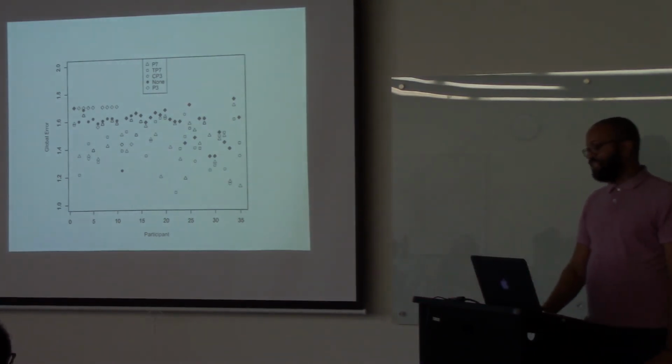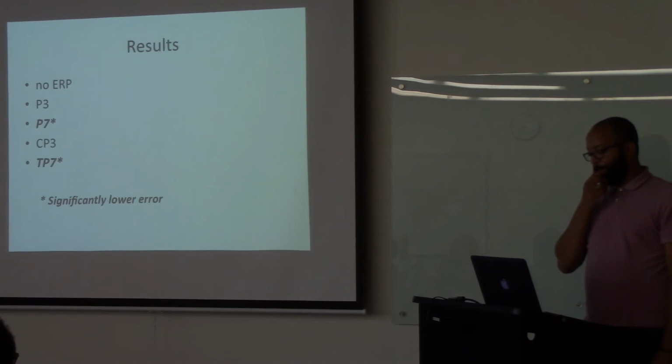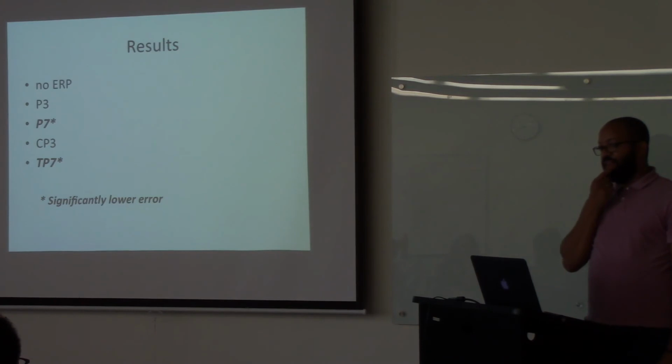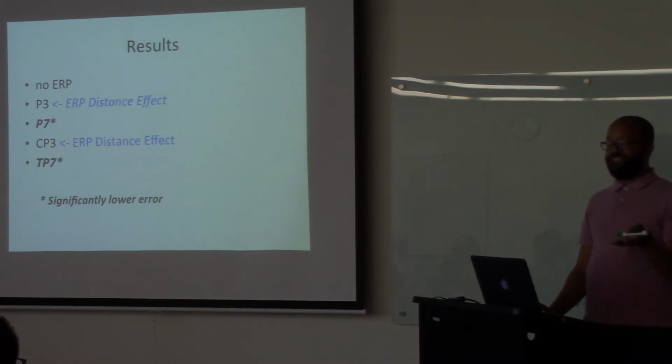And so what we found was actually weirdly counterintuitive. So we had significantly lower model error for models that got input from P7 and TP7. However, remember I talked about the ERP distance effect, which is just this effect of whether or not you're doing a hard comparison like 50 and 51 or a close comparison. We got that effect as you would expect, so that's just replication. We got that from the other channels, not the channels that are useful for the model.